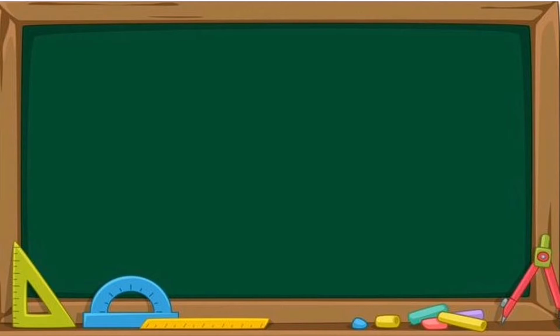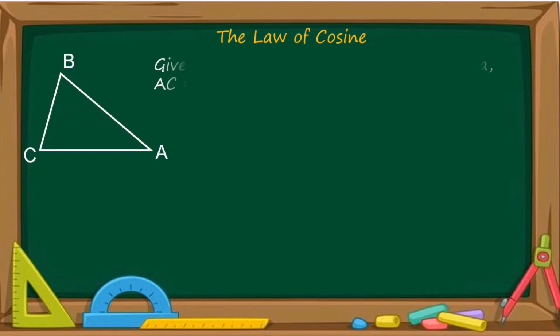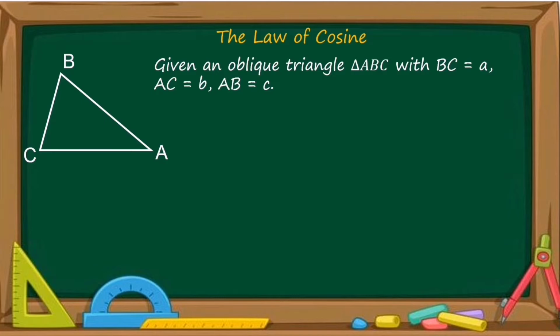Now let us proceed to our main lesson, which is the law of cosine. Given an oblique triangle ABC with the measure of BC equal to small letter a, that is the side opposite angle A. The measure of AC is small letter b, that is the side opposite angle B. AB is equal to small letter c, that is the side opposite angle C. According to the law of cosine, c squared is equal to a squared plus b squared minus 2 times a times b times cosine C.